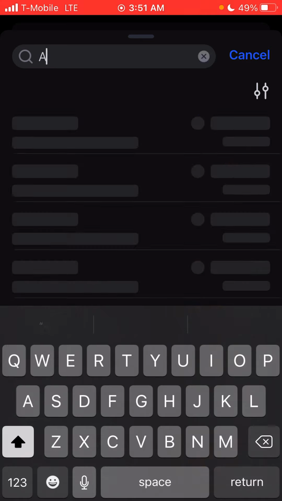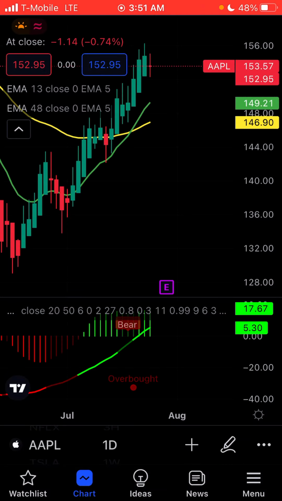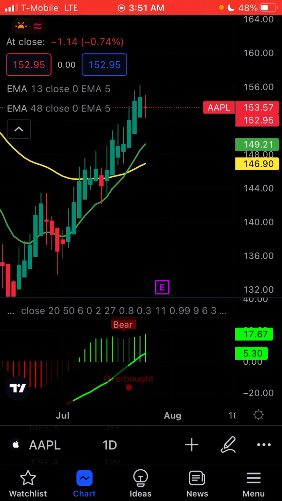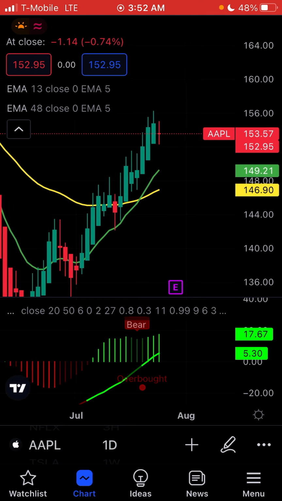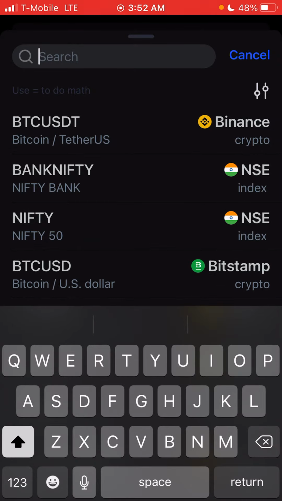So anyway, let's look at Apple. Let's see how Apple's doing. Okay, so it tells me it's bear, but we can see the green bars. So it could go either way. It could go into the dark green and it could start going down. But the EMAs here have already crossed, so it could go up as well. Anyway, that's kind of how I look at this.